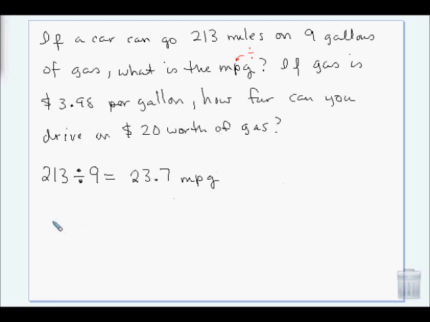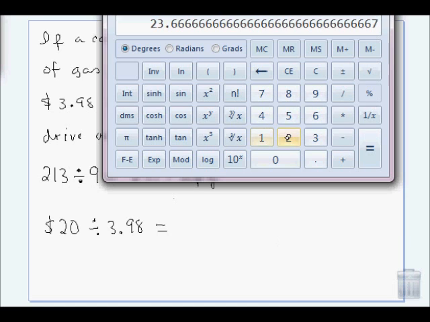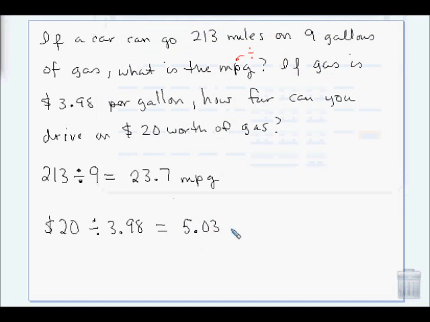So you take your $20 and you divide it by 3.98 to find out the number of gallons you can buy. Multiply that by the MPG. 20 divided by 3.98, I can buy 5.03 gallons. And then to find the distance, I'm going to multiply my gallons times my gas mileage.